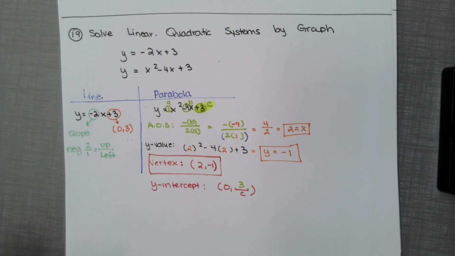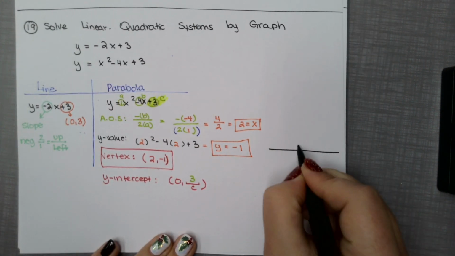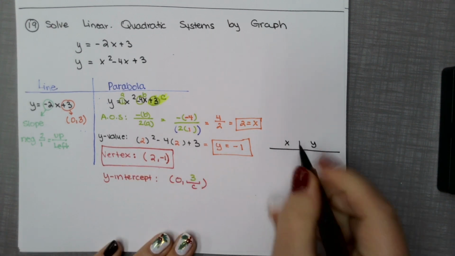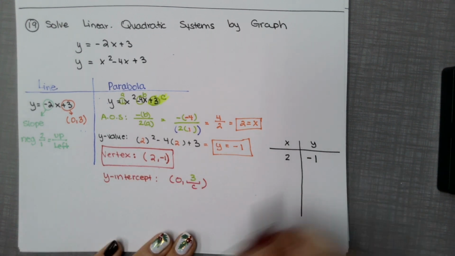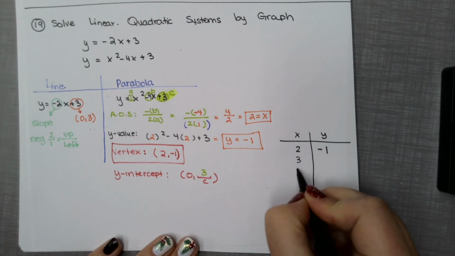Now for the remainder of the points, we will need as many points as we can get. We're going to use just the regular plug and chug method, a T-chart. Here's your x, here's your y. I'm going to start off with our vertex, 2 and negative 1. Then you can choose to either go up or down. If you want to go 1, 0, negative 1, do that. If you want to go 3, 4, 5, do that. I'm going to choose to go up.